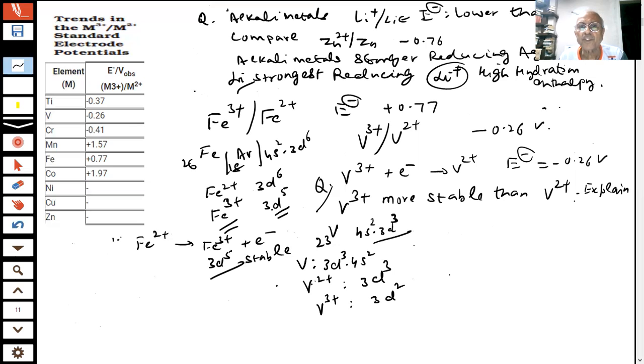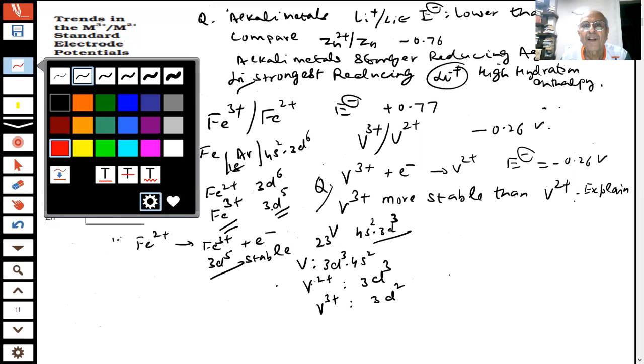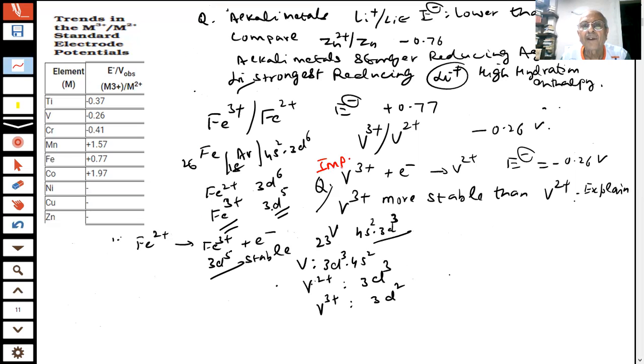Now, how will you explain that V3 plus is more stable? The question has been asked. Let us change the pen ink because it's an important question. What answer do you have, students? You have 1 minute. Can you answer this question on this configuration? No. But now we are using another thing.